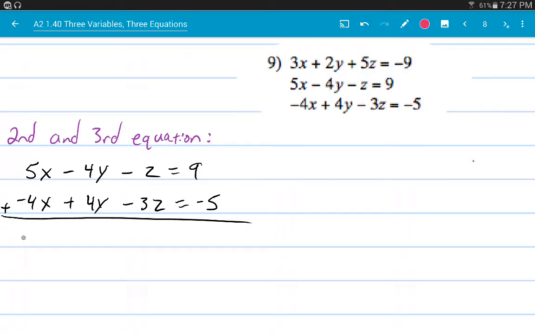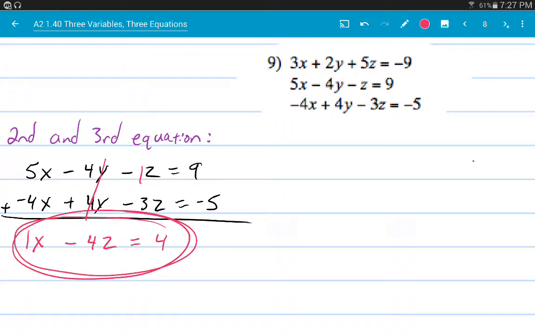5x plus -4x is basically 5 minus 4, which is 1x. -4y and +4y will cancel out. -z, which is -1z, and -3z, that's going to be -4z. And 9 plus -5 is going to be 4. That's a very big first step here.